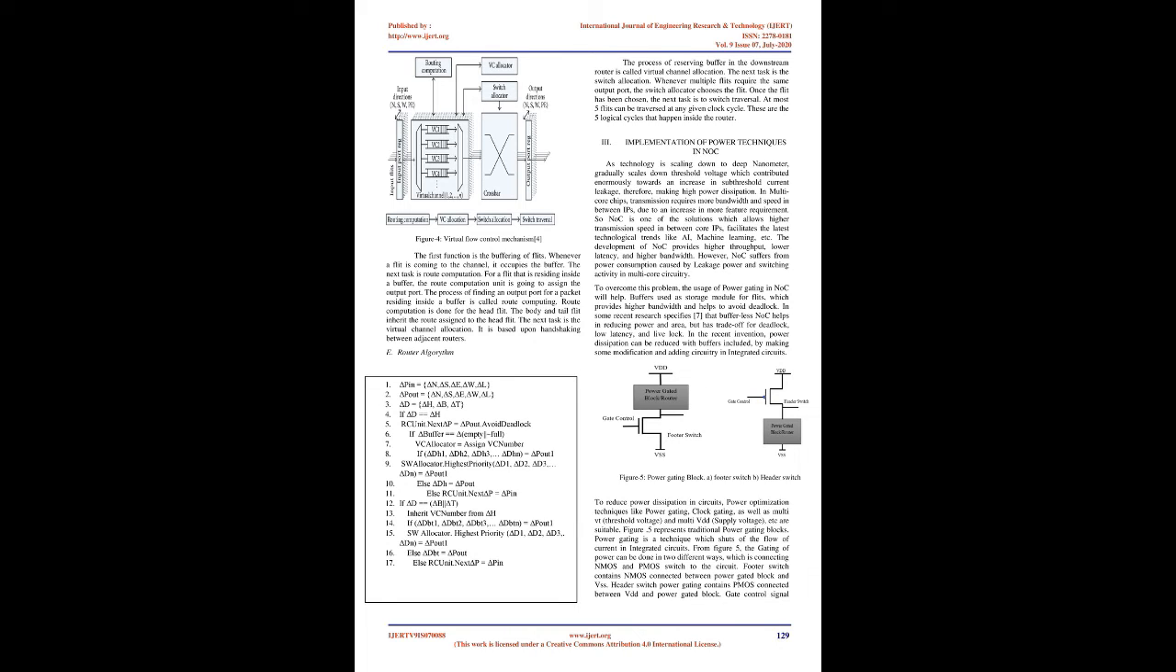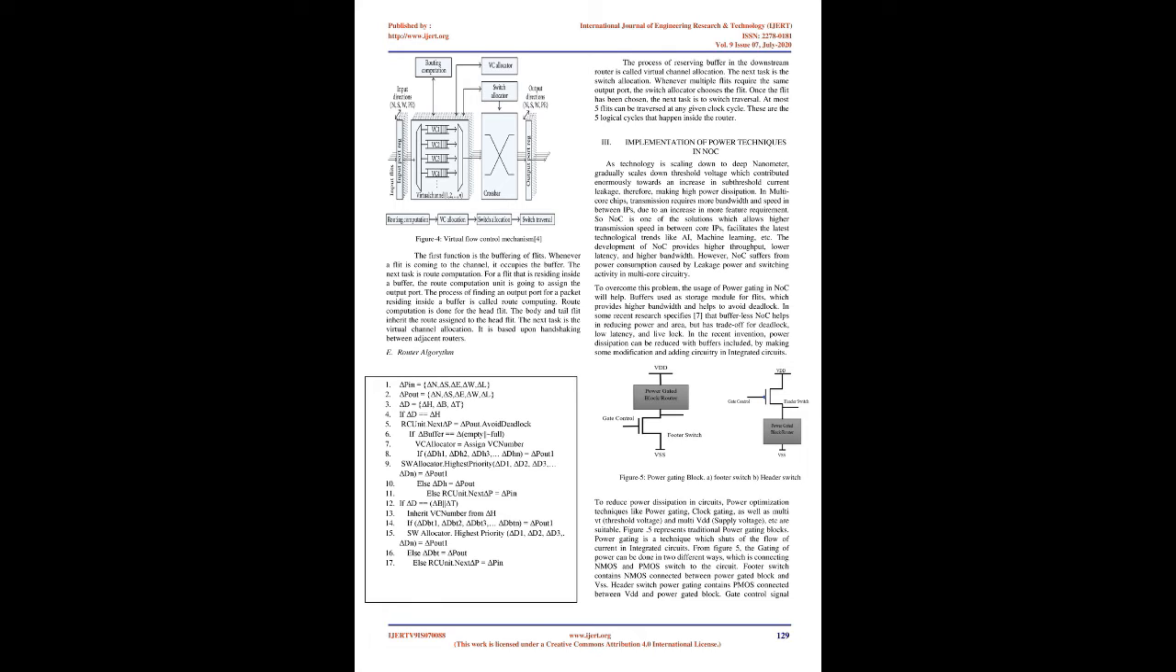The next task is virtual channel allocation. It is based upon handshaking between adjacent routers. The process of reserving a buffer in the downstream router is called virtual channel allocation. The next task is switch allocation. Whenever multiple flits require the same output port, the switch allocator chooses the flit. Once the flit has been chosen, the next task is switch traversal. At most 5 flits can be traversed in any given clock cycle. These are the 5 logical stages that happen inside the router.